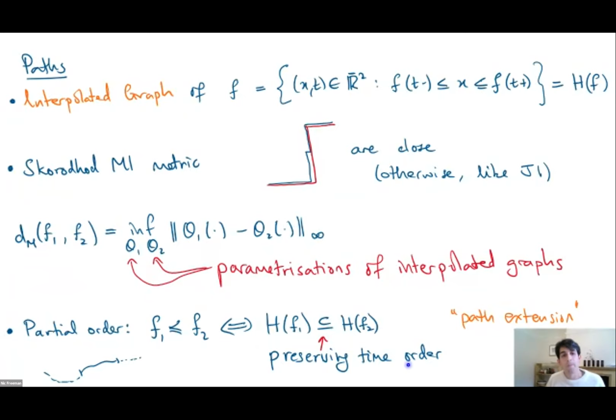Right? You might also think of this as the sort of background here as we're looking at a sort of Hausdorff metric topology, but trying to preserve the order of time. That's what the M1 metric really is.